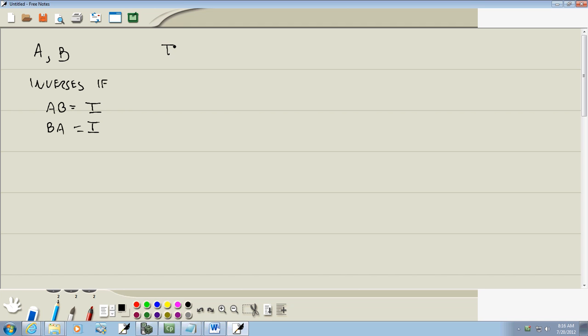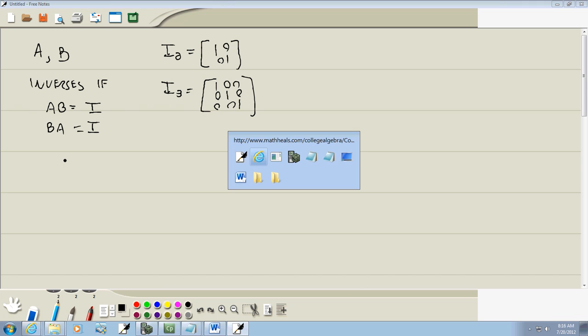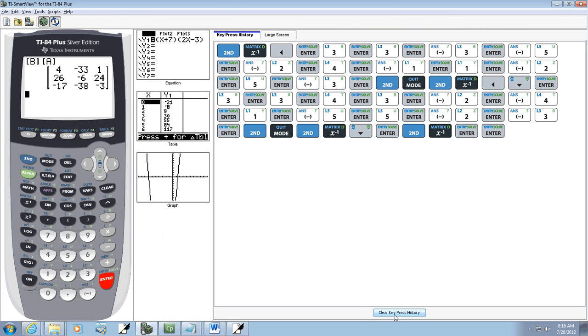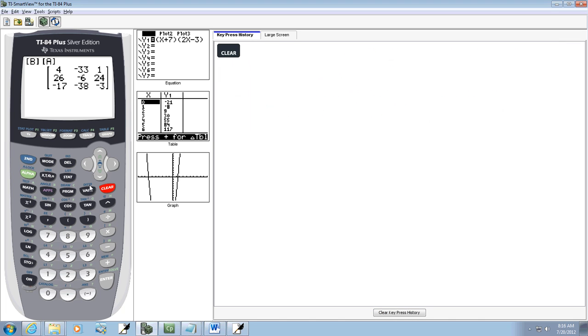Now, the identity matrix, for example, a 2 by 2 is a diagonal of 1s, 0s everywhere else, and it's 2 rows, 2 columns. If you're working with a 3 by 3, then again, it'd be a diagonal of 1s, 0s everywhere else, like that. So it's very easy to determine if they're inverses. You just multiply them together. Now you have to multiply both directions, A times B and B times A. So let's go enter these into the calculator. We'll do it by calculator first, then we'll do it by hand.